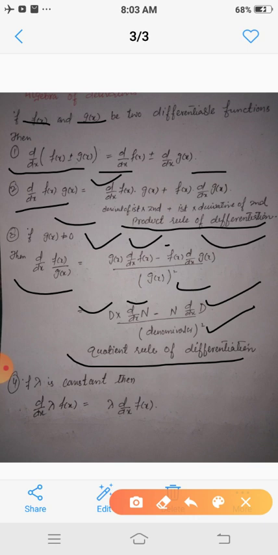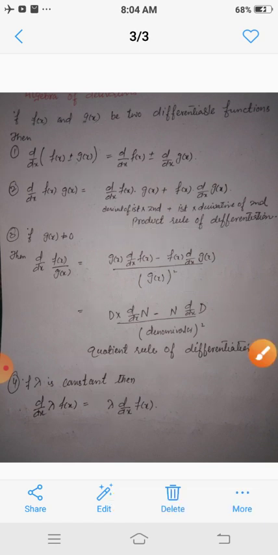Now the fourth one is, if lambda is a constant, then the differentiation of scalar multiplication, that is lambda f(x), is actually lambda d/dx of f(x), because lambda is a constant, it comes out of this differential operator.